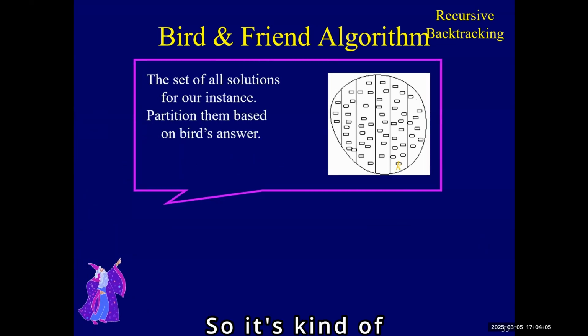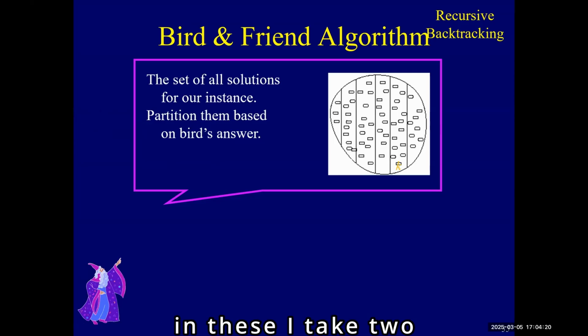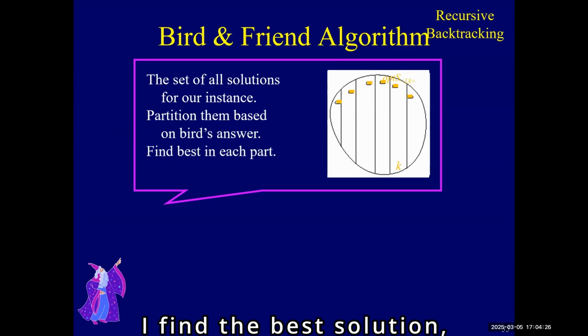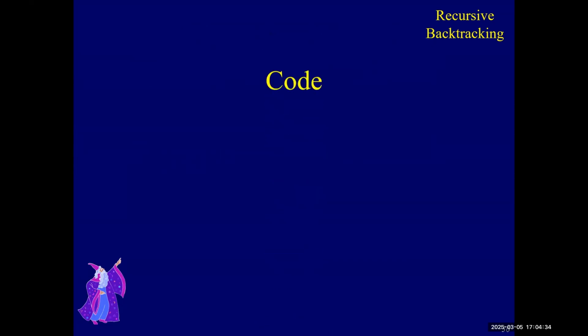So it's kind of like we split the set of all solutions into those that have bears and those that don't. These ones, in these solutions, I take one step up the staircase. And in these, I take 2 steps and 3 steps and 4 steps. And for each of those, I find the best solution. I recurse on each of them to find the best. And then I take the best of the best.